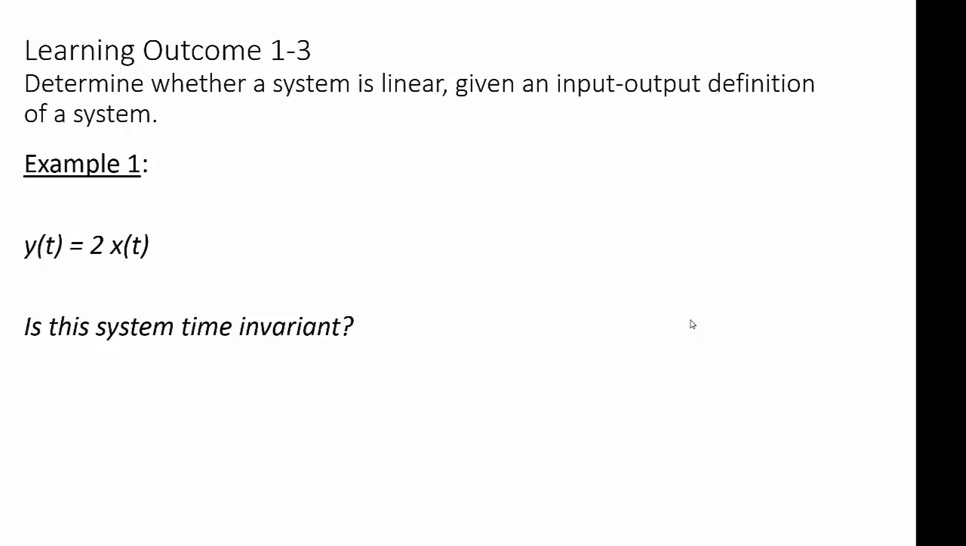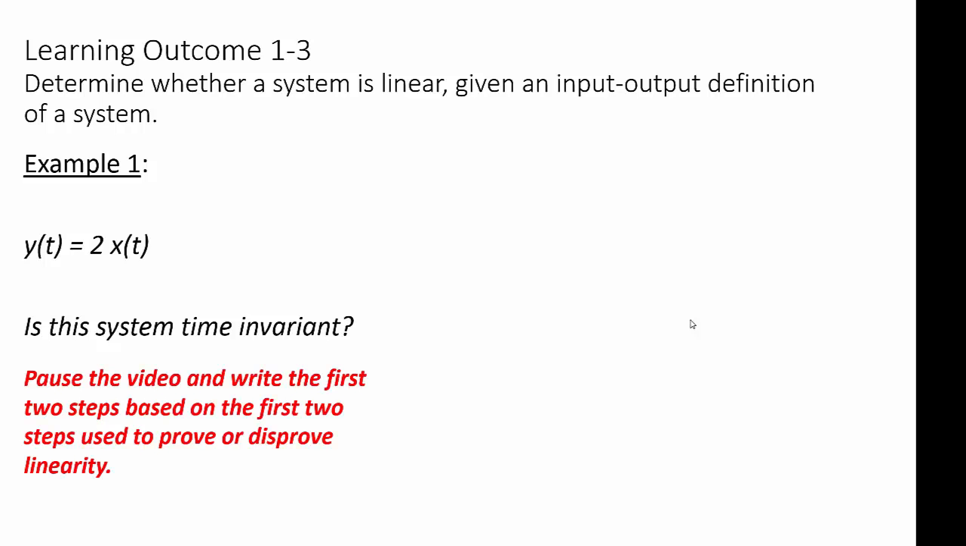Let's work on an example. y of t is 2x of t. Is this system time invariant? I want you to pause the video, go back to your notes on what we did for linearity, and write the first two steps. They're going to be the same first two steps that you used for linearity in those proofs. Look at your notes, go back and review the video if you need to. It's really important you try to do these things without just letting this video play forward. Pause the video and don't continue until you have those two written out.